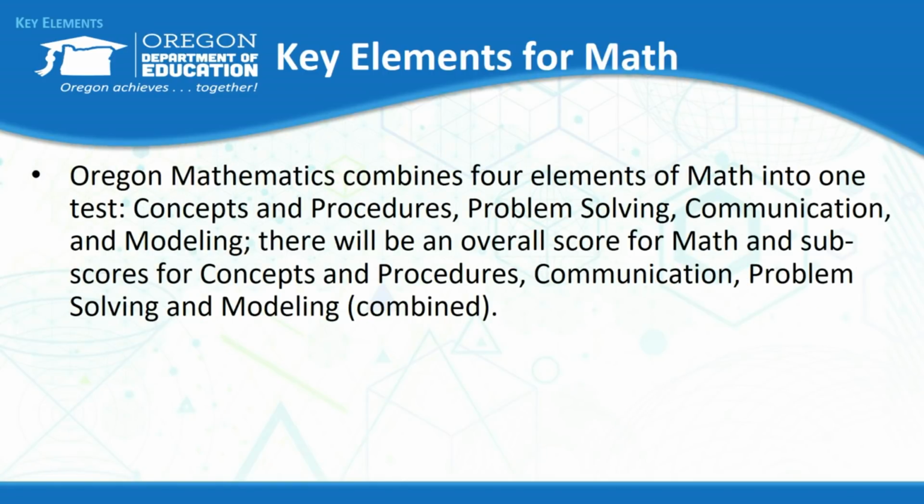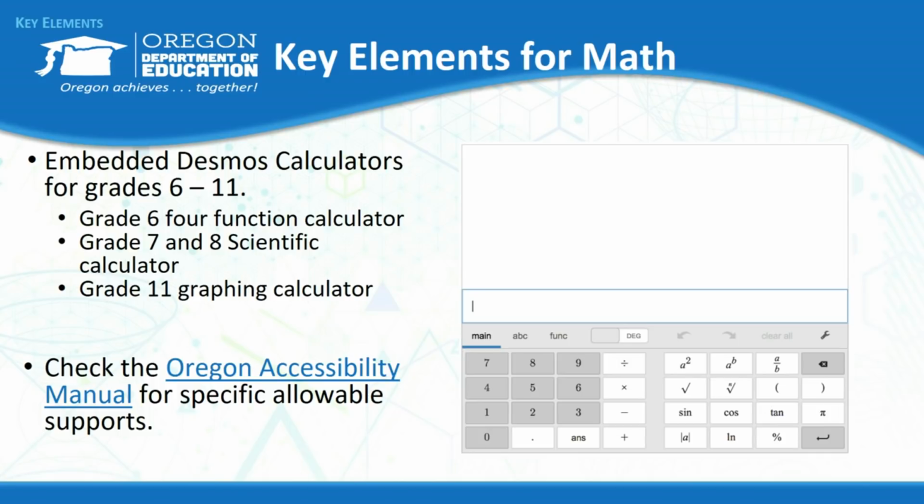The Oregon Mathematics Summative combines 4 elements of math into one test: concepts and procedures, problem solving, communication, and modeling. There will be an overall score for math and subscores for concepts and procedures, communication, problem solving, and modeling. Here is an example of the embedded calculator. Handheld calculators are only allowed per an IEP or a 504.